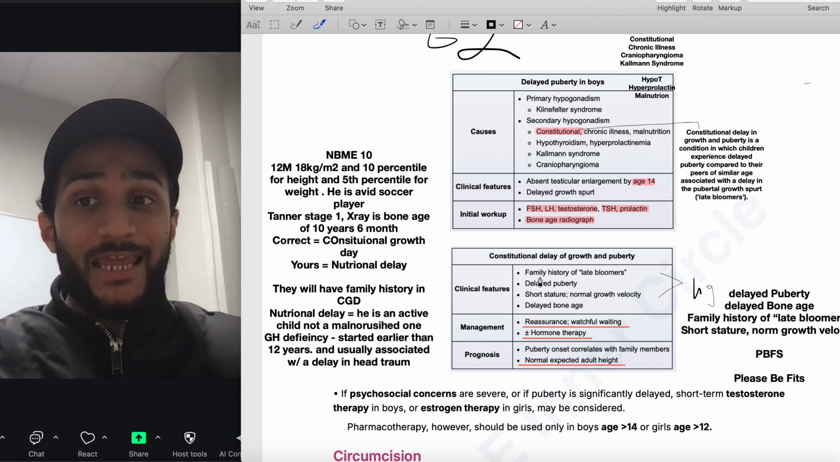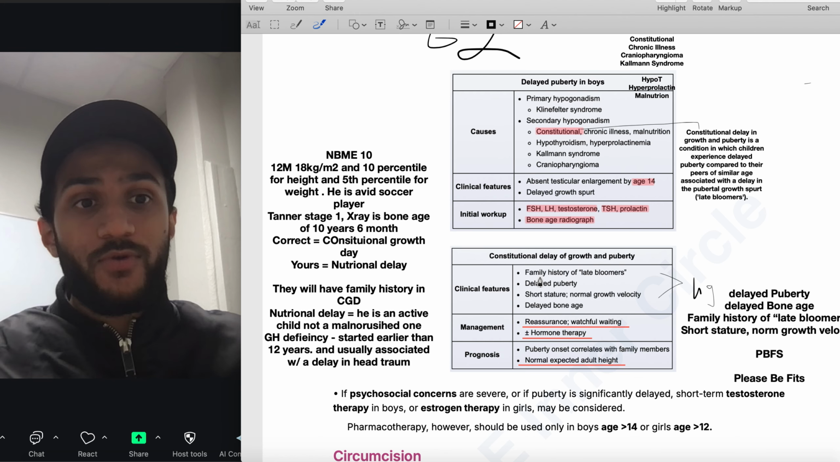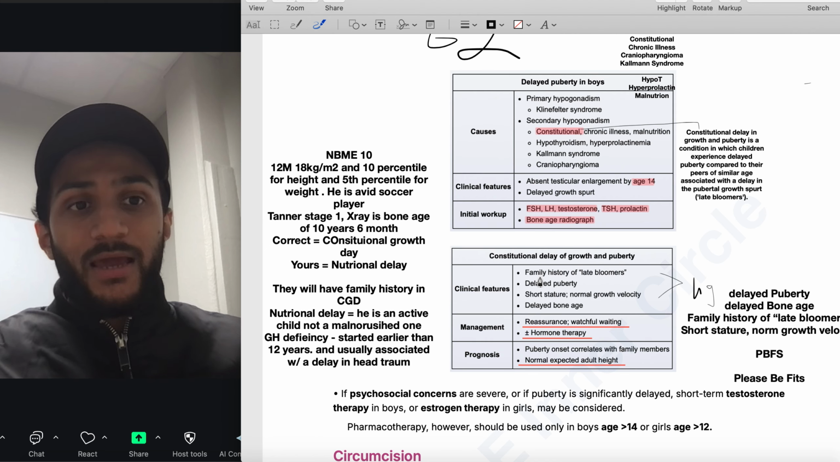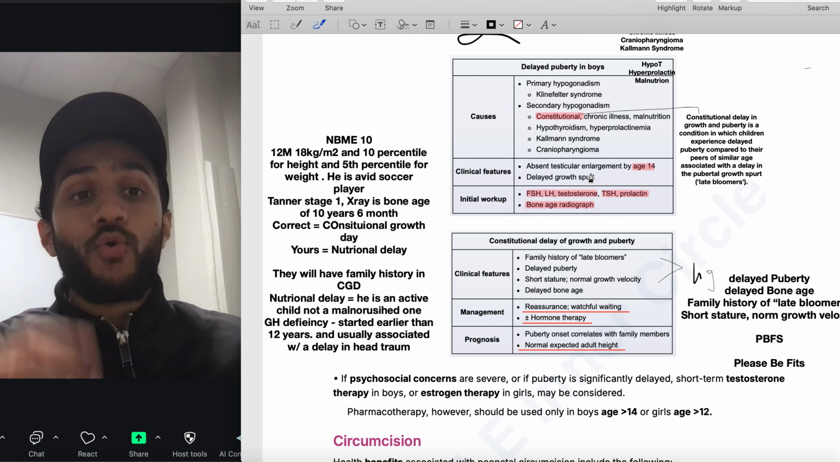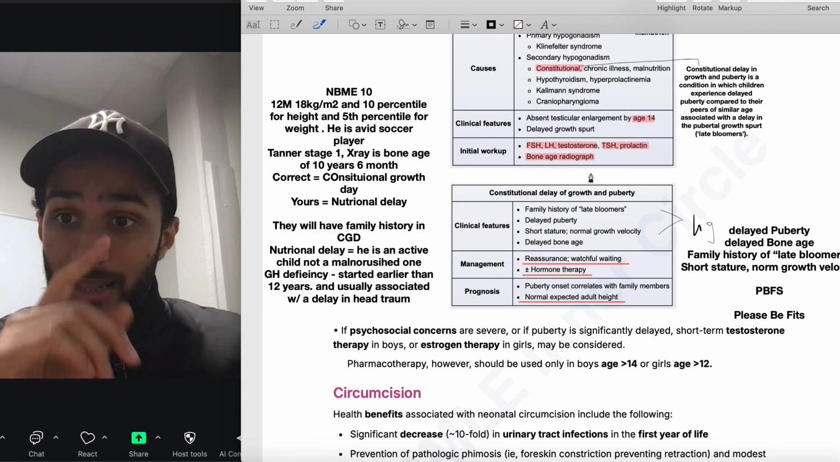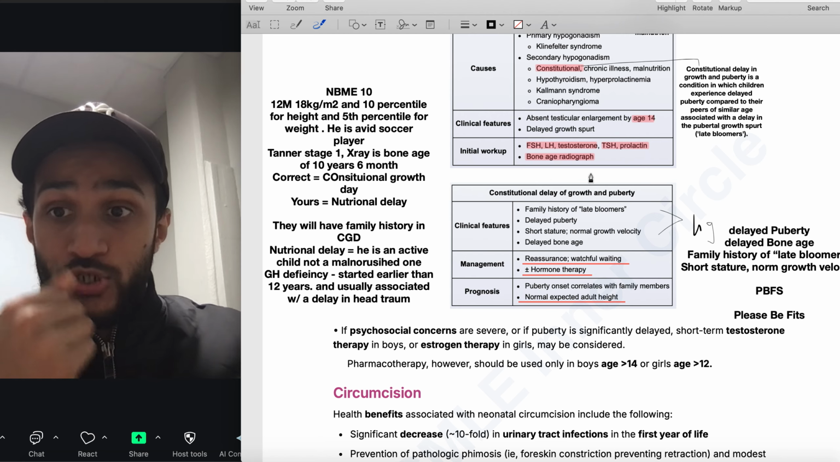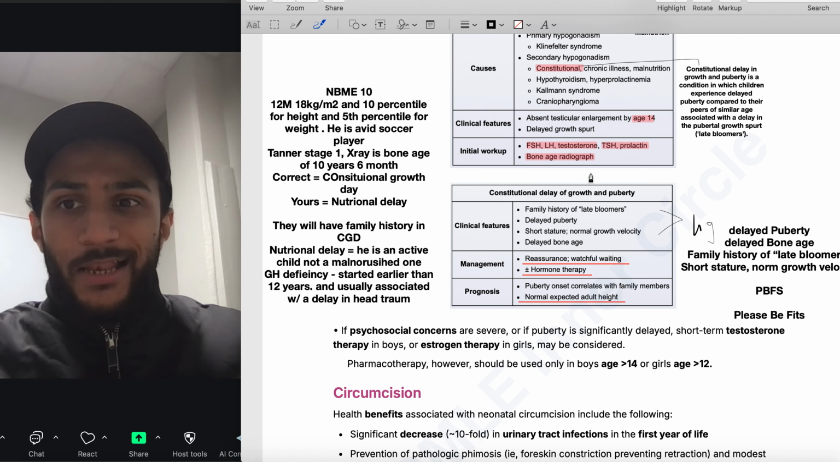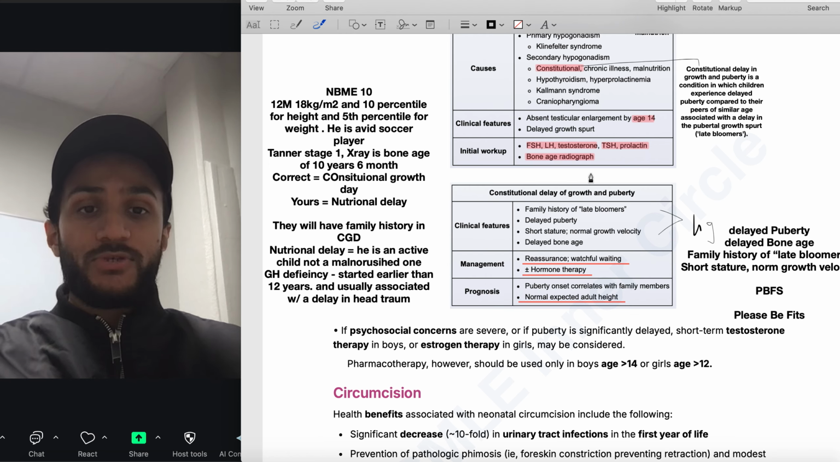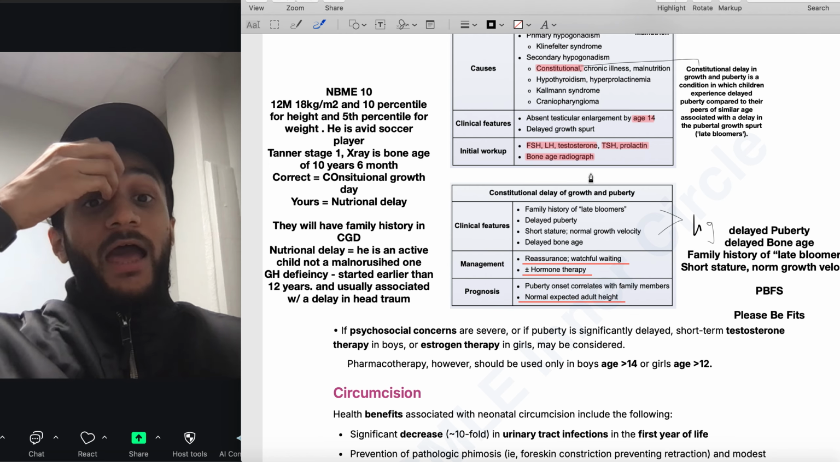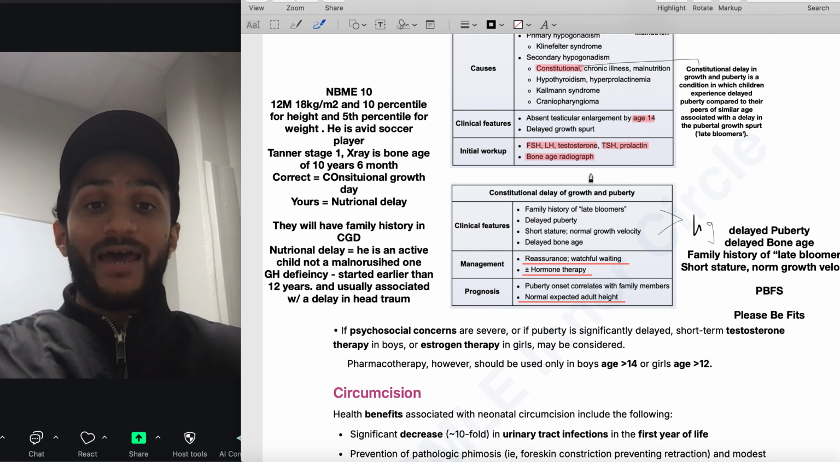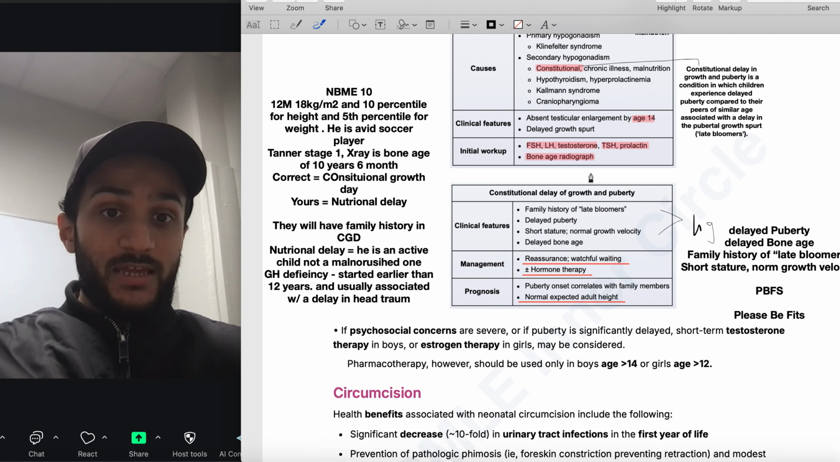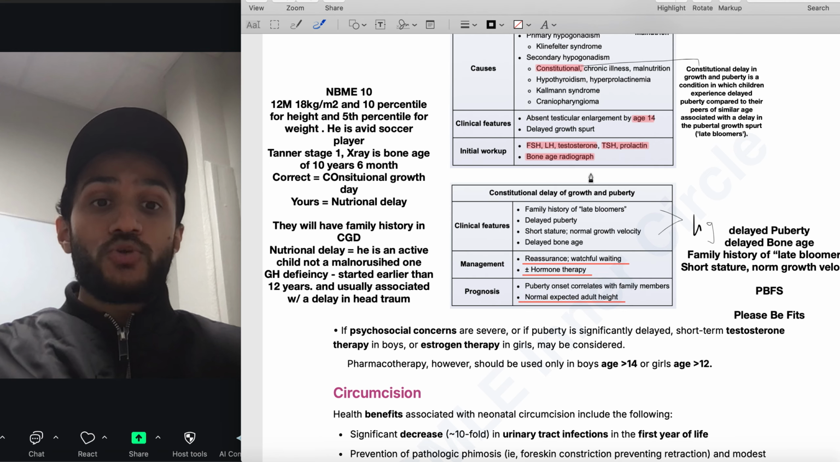So constitutional delay in growth and puberty is a condition in which children experience delayed puberty compared to their peers of similar age, associated with delayed pubertal growth spurts. Let's come to this table, and I got an NBME number 10 question on this constitutional delay of growth and puberty. So we can see clinical features is going to be of late bloomers. So this is going to be delayed puberty, short stature, normal growth velocity, and delayed bone age. Management is going to be reassurance, watchful waiting, and hormone therapy. Prognosis: so puberty onset correlates with family members and normal expected adult height.